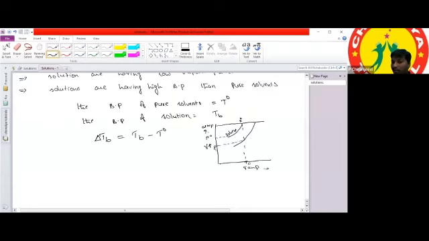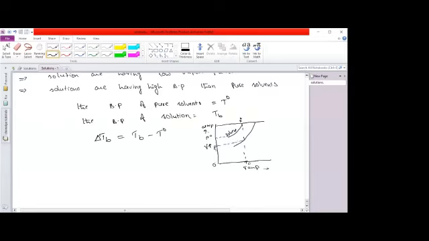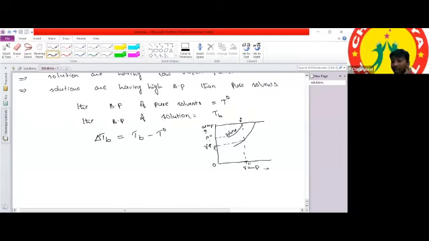If you compare P0 and P1, which one is having the high value? Which is the higher vapor pressure, P0 or P1? P naught, sir. So P0 is having the higher vapor pressure. Which means solvents are having high vapor pressure, and solutions are having low vapor pressure.